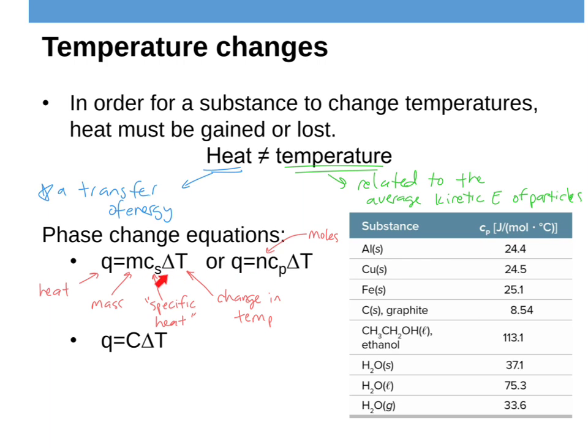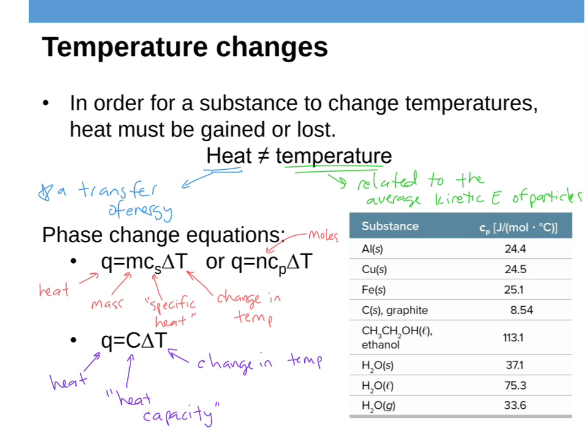So you'll either see this, the relationship between heat and change in temperature that goes through this specific heat, or you'll have this equation down here which relates the heat, the transfer of energy, to a capital C, not a lowercase c like above. The capital C is the heat capacity. And then delta T is change in temp again.